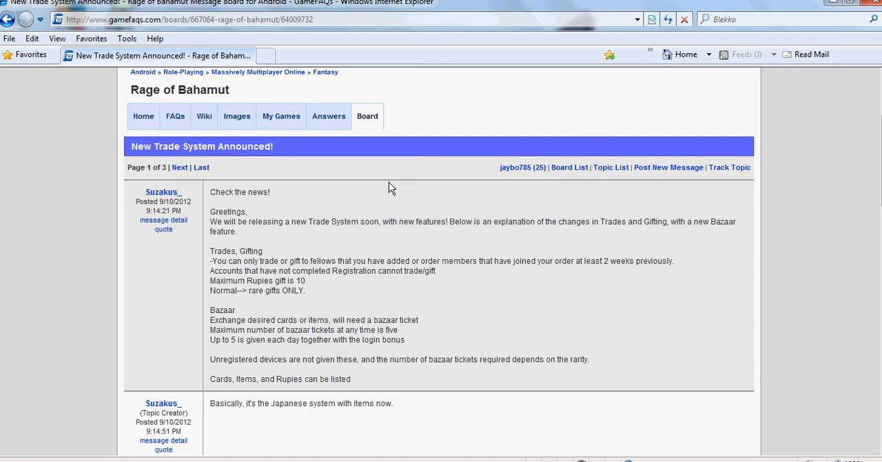Unregistered devices will not be given Bazzar tickets during the login bonus. The number of Bazzar tickets required for cards depends on the rarity of the cards. Even if the transaction is canceled, the tickets will be considered used. Below is the number of Bazzar tickets required for the different rarity of cards. Normal card 1, high normal 1, rare card 1, high rare card 2, S card 5, SS card 5.